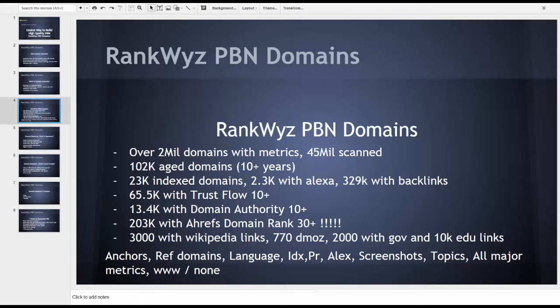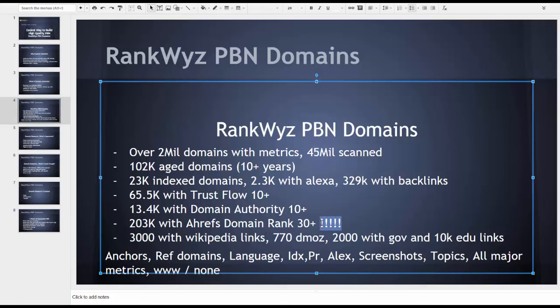So we have over 2,000 domains with Alexa ranking, 339,000 domains with backlinks, 35,000 domains with the Trust Flow 10 plus, 13,000 domains with the domain authority 10 plus. That's a different metric, the Moz one. And we have 200,000 domains with Ahrefs domain rank 30 plus. This is rapidly becoming the major metric. Consider it if only one metric.